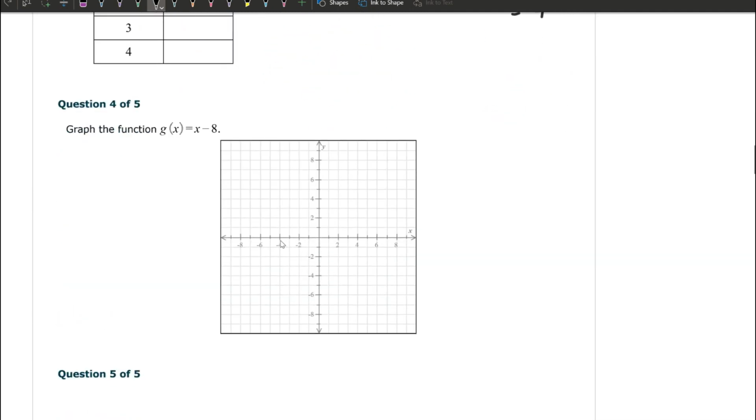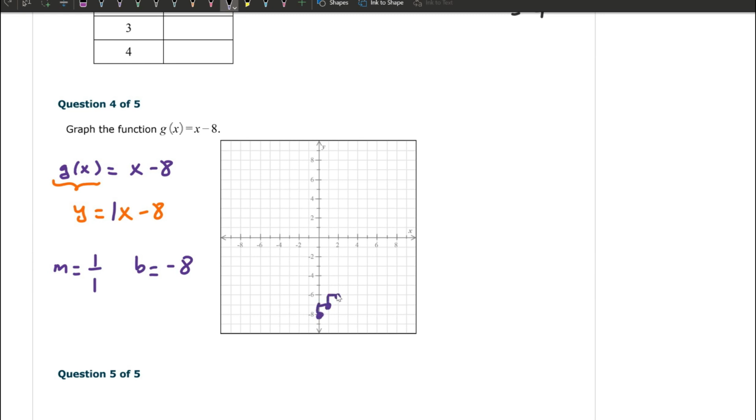Number 4. So then with that idea, this problem is easier. G of x is like a different language. What does g of x stand for? It stands for y. That's it. Y equals x minus 8. So graph this. So m is the number in front of x, which is 1. 1 over 1. B is negative 8, which means we begin at negative 8. Go up 1 over 1. Up 1 over 1. Up 1 over 1.